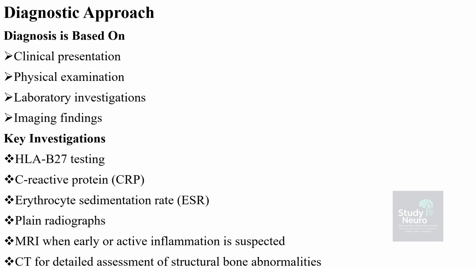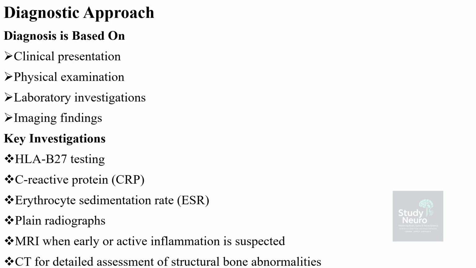Imaging is essential. Plain radiographs help identify established structural changes, while magnetic resonance imaging is particularly useful when early or active inflammation is suspected. Computed tomography provides more detailed assessment of bone abnormalities, especially when structural damage needs to be defined clearly.